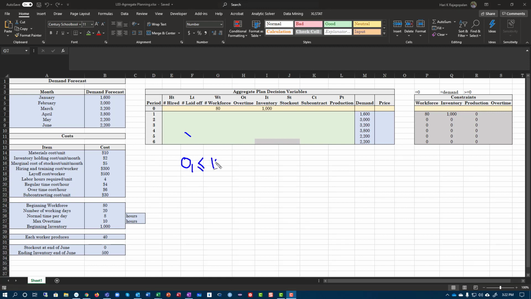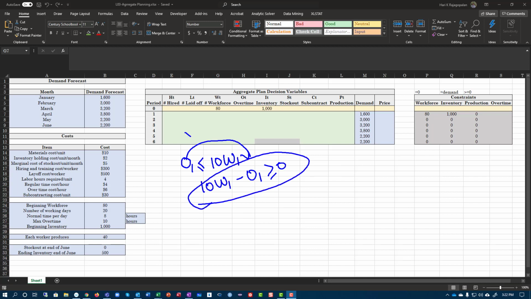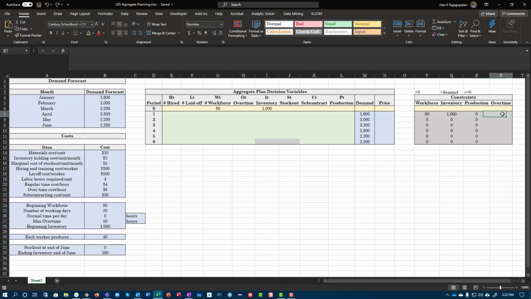So overtime is less than or equal to 10W1, and therefore 10W1 minus overtime is greater than or equal to 0. We're just moving this here, and we get this equation. So let's go ahead and set that up. 10 comes from here. Again, anything from the input side, you've got to put an F4, multiplied by W1 minus O1. This one will be greater than 0. And again, let's put something here that will remind us that this should be greater than 0.